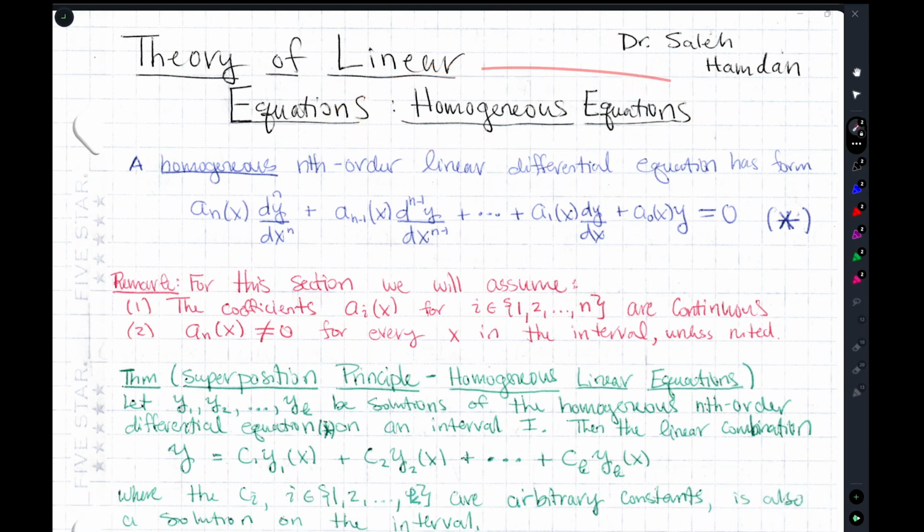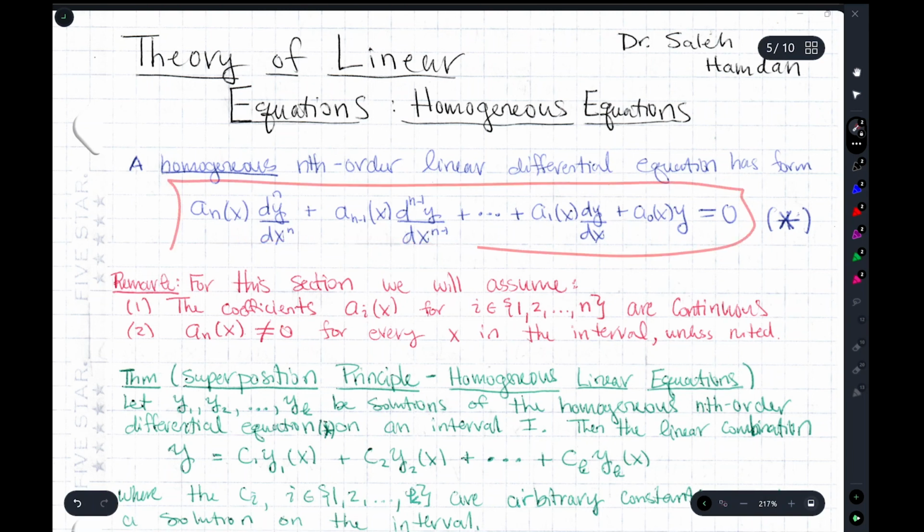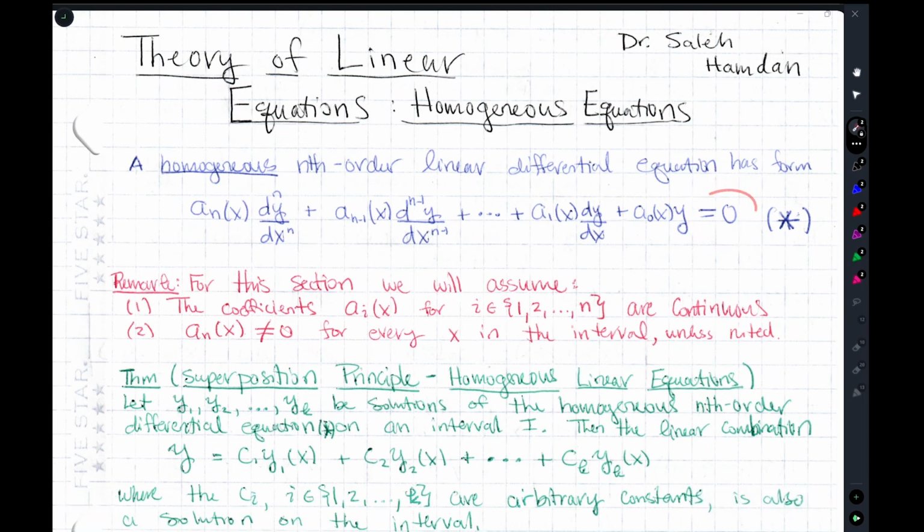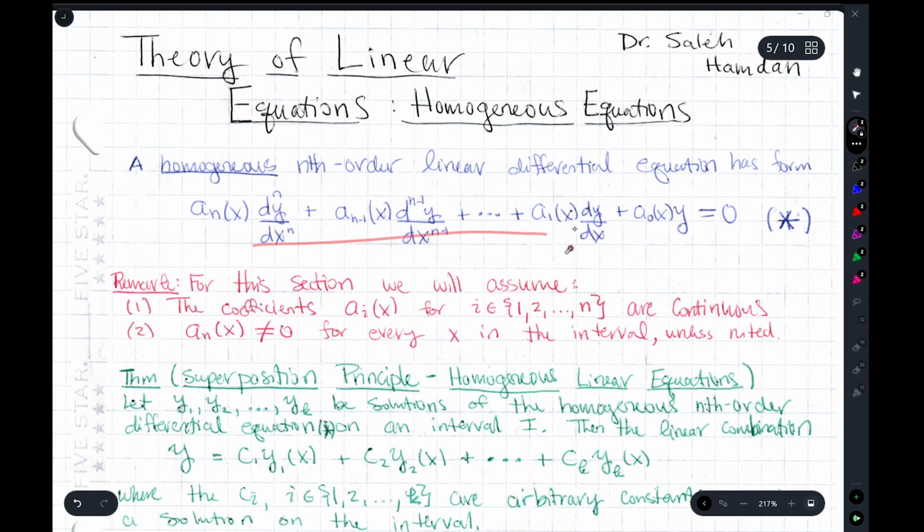And as a reminder, a homogeneous nth order linear differential equation has this form, okay? Where the right hand side is 0, okay? So that's important. That's what homogeneity is in essence, that operating with this differential operator on y gives you 0, okay? And we have an asterisk there to note this equation because we'll be using it especially in the statements of theorems.